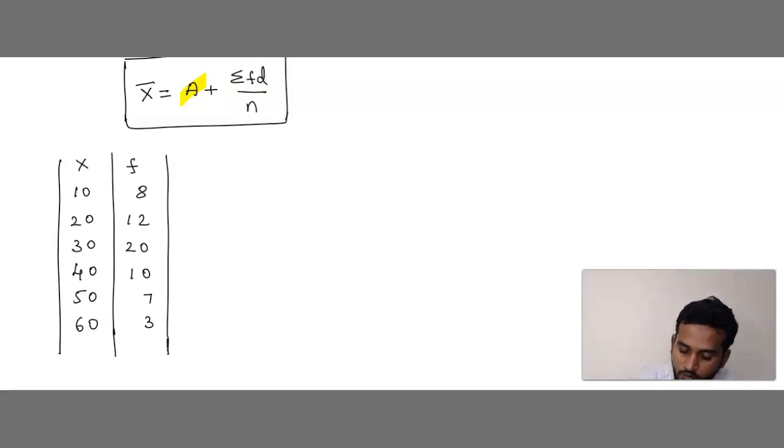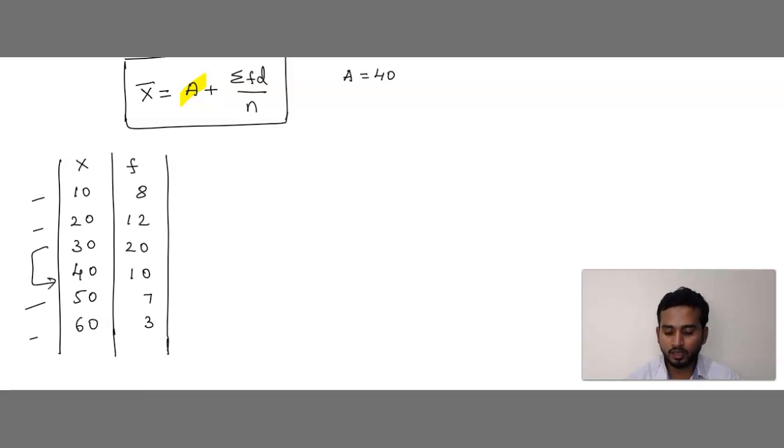Okay. We got A value. What is the value of A in this? 10, 60 cancel, 20, 50 cancel, 30, 40. In 30 and 40, which is the mean? Which is the middle term? Because 30 and 40 is a tie, in this case the bigger number is taken as the assumed mean, because both get cancelled and there is no middle term. So that's the reason we take the biggest number, 40, as the assumed mean.